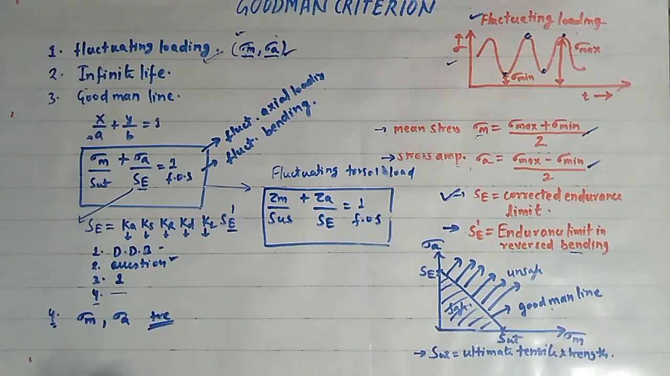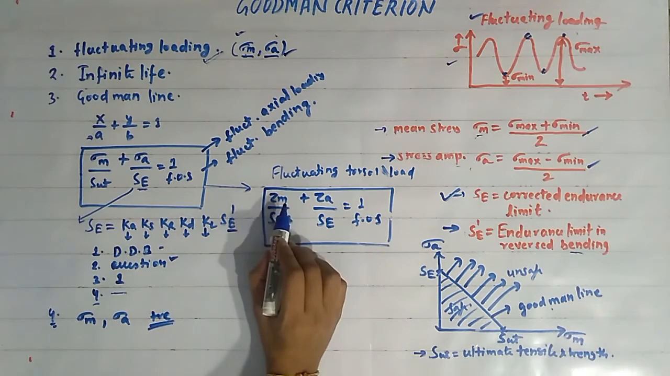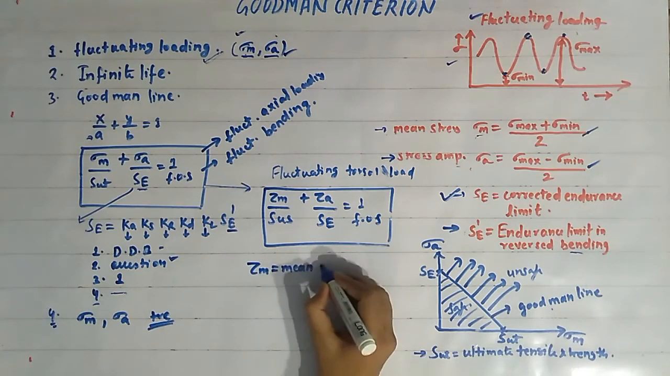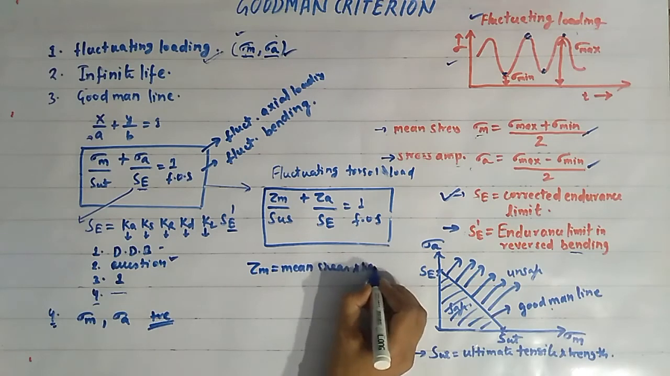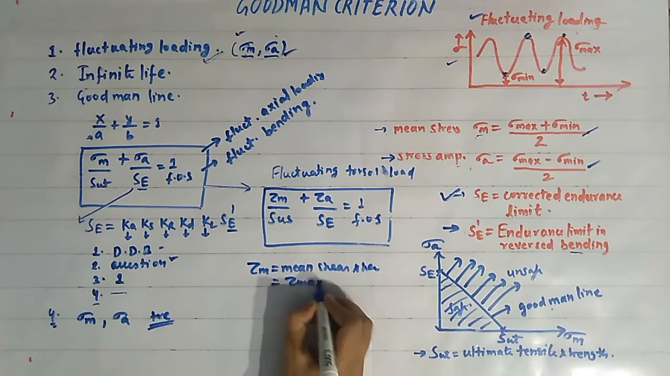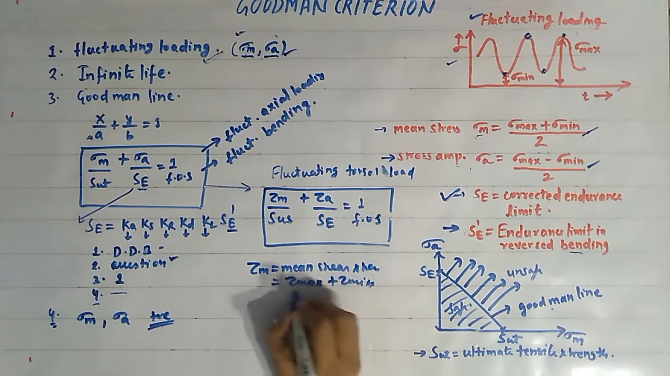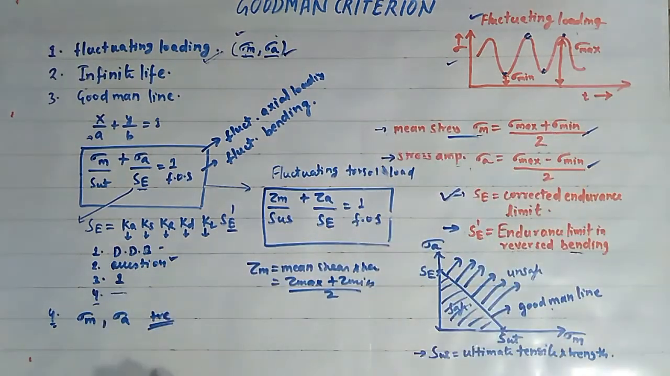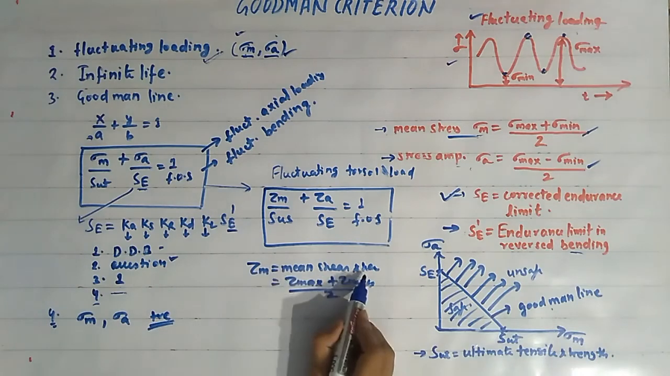Now here friend, tau m is the mean shear stress, which is given by tau max plus tau min divided by 2, in the same manner as we have calculated the mean stress. Okay, we can calculate the tau m, that is the mean shear stress.